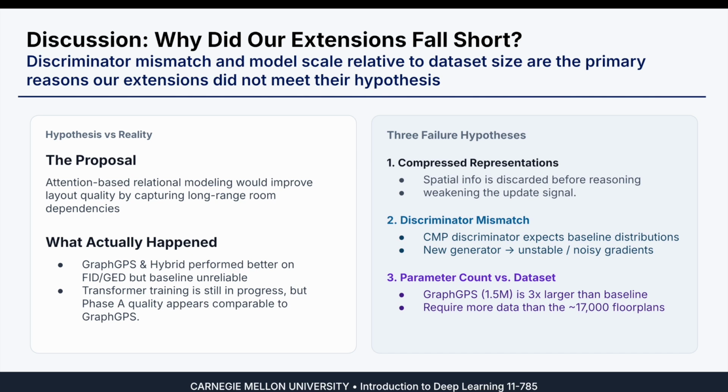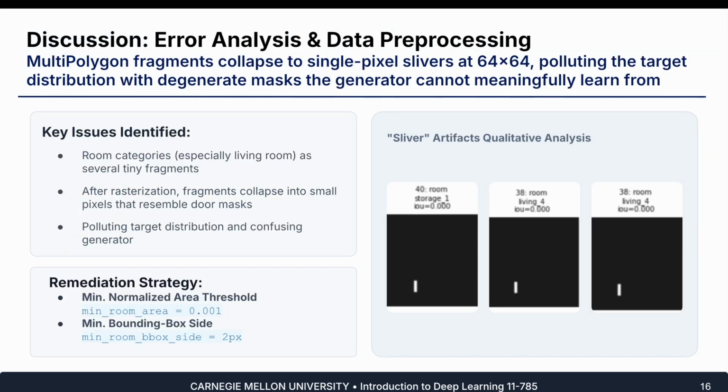Our original hypothesis was that attention could improve layout quality by capturing long-range room dependencies, but in reality, performance did not improve. We identified three main reasons. First, compressed representations lose spatial information. Second, the discriminator's expected baseline model distribution causes unstable gradients. And third, the model is too large for the dataset size.